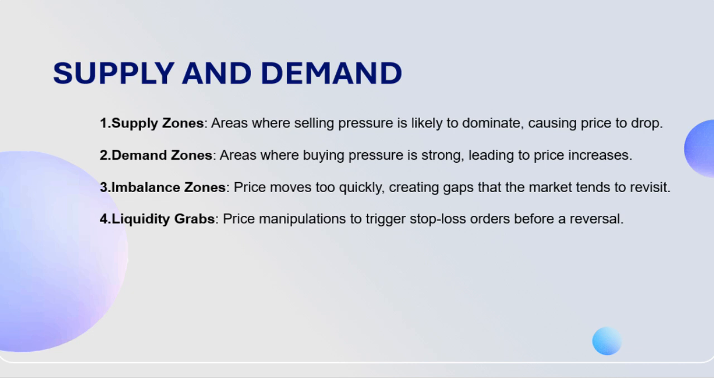Supply is when there is more supply. What will the market do? The market will sell, and when there is demand, people will buy at that level. This is all about that, simple.